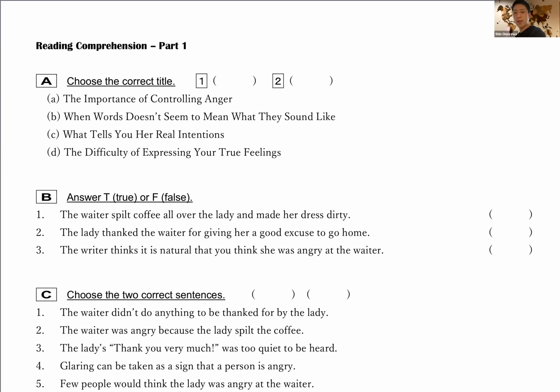All right, so how about 3? The waiter thinks it's natural that you think she was angry at the waiter. This is true.